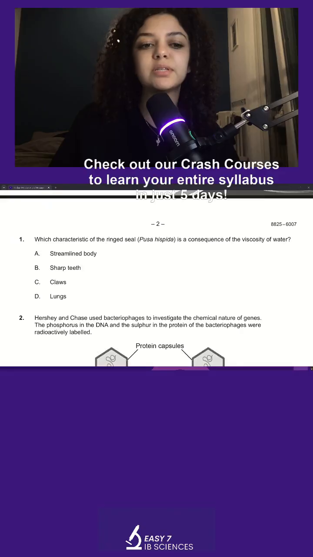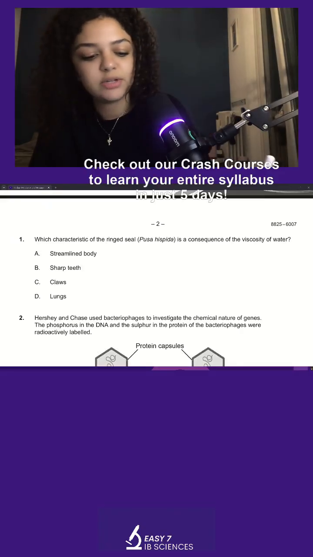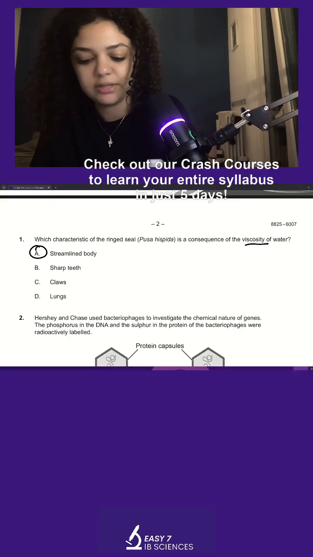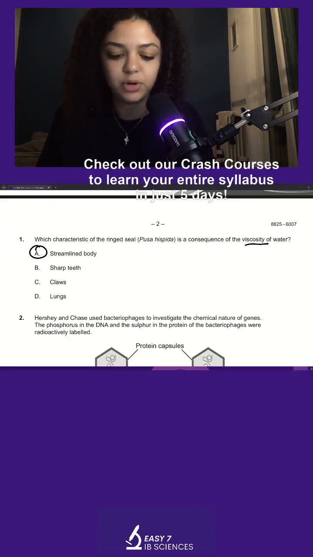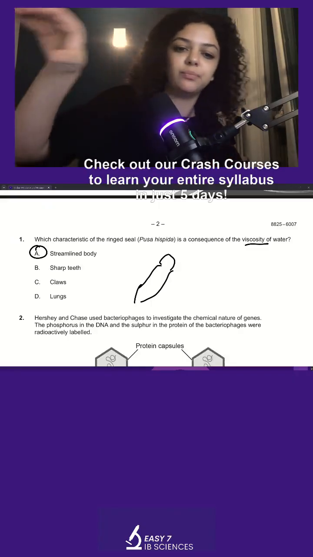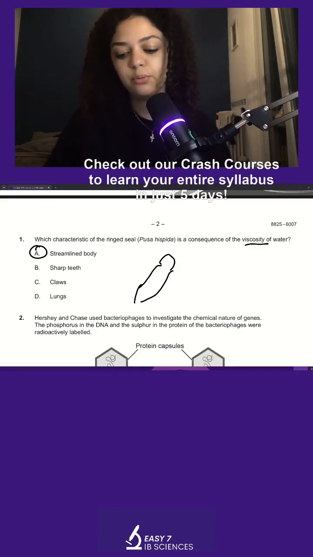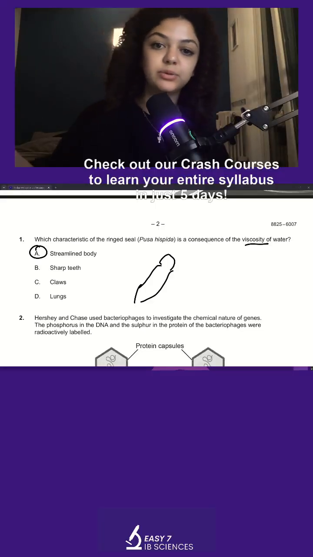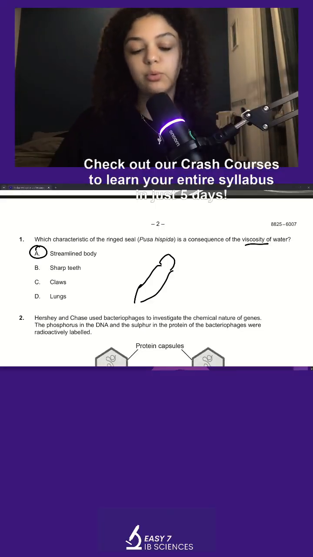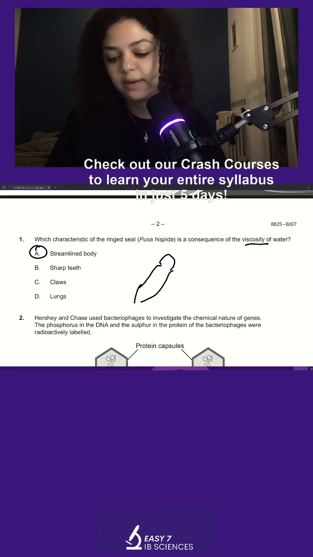Very good. Salva said resistance to flow. Exactly. So you should think of it as resistance to flow. And so what is a streamlined body? Essentially, a streamlined body is talking about how the seal has a very skinny body that protrudes in a very elongated shape. And so because it has that elongated shape, it's able to pierce through the water better and travel better. Okay, and that's why the answer is A.